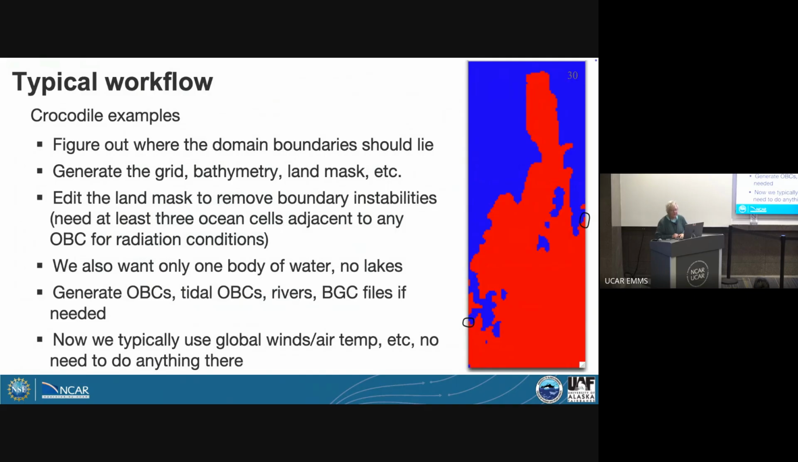We don't have that many tests using the bathymetry column coordinate. It is supported, the sigma coordinate is supported in MOM6, but I've used it in a few test problems, nothing realistic.